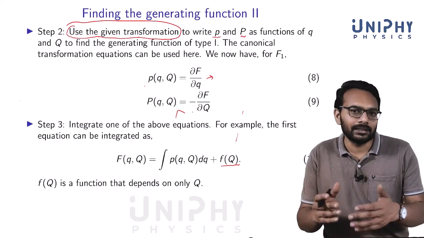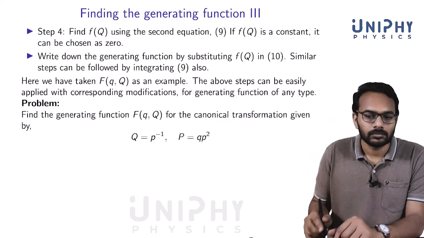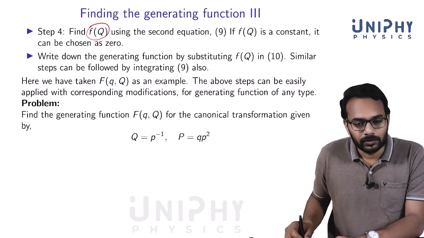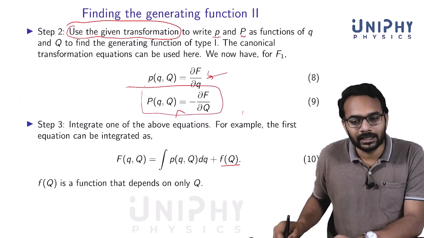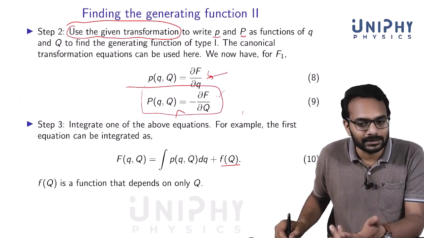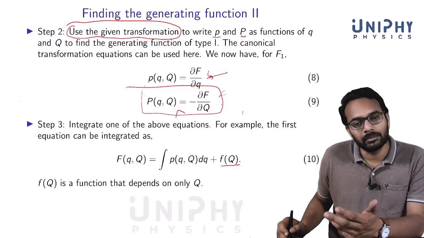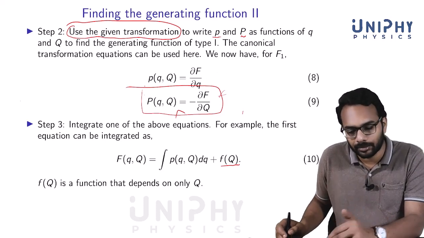So I think you will understand it better when we do a problem. So let's go into a problem. And you have to find small f of capital Q by using this equation. We'll integrate the first one, or you could integrate the second one and then use the first one, or whichever way you like it. Maybe some integrations might be easier, so you can choose the easier integration. The steps are exactly the same.